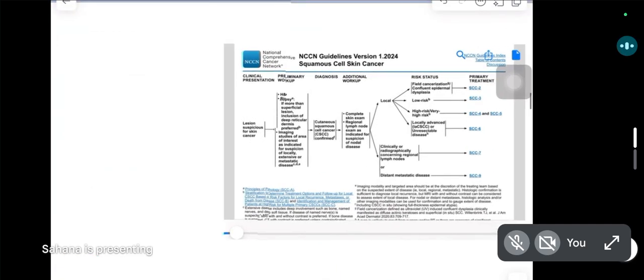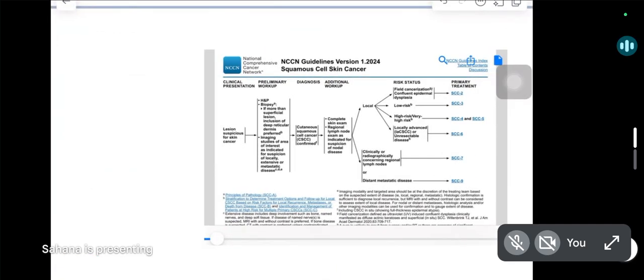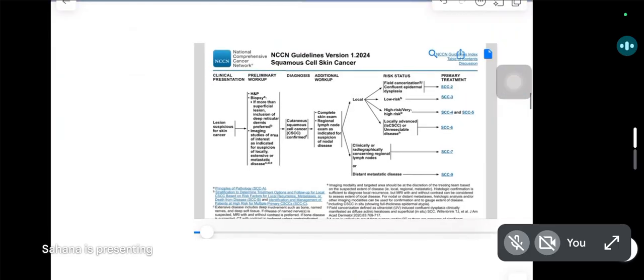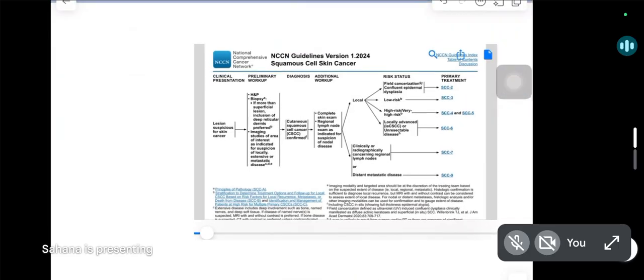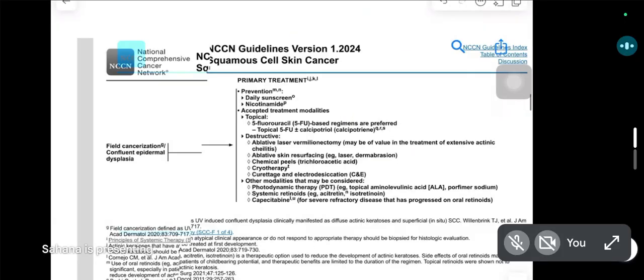Here again, for a suspicious lesion, you will take a biopsy. If it comes as squamous cell, then you will categorize it, and look for whether there is any associated epidermal dysplasia because of field cancerization. So you will look for primary, you look for regional, and you will rule out distant metastasis as well.